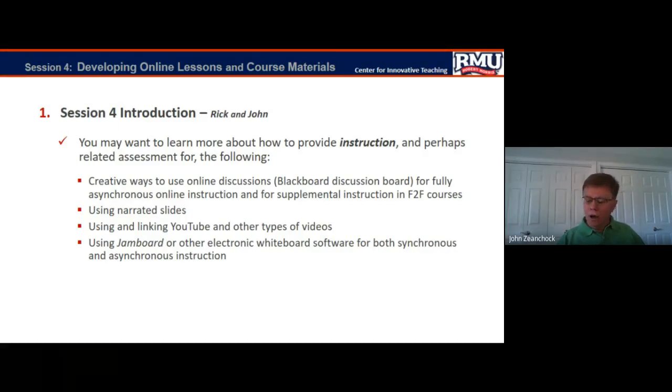For Wednesday, our main focus will be assessments, tests, rubrics, projects, how to provide instructions for them, how to work with them in both a synchronous and an asynchronous fashion.